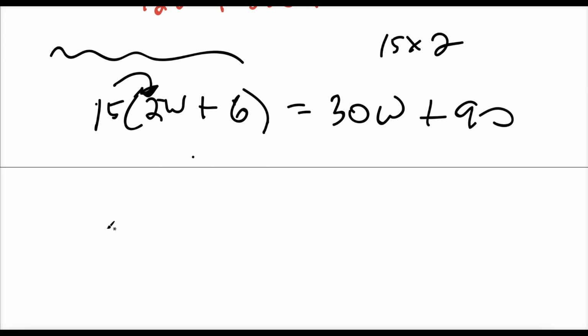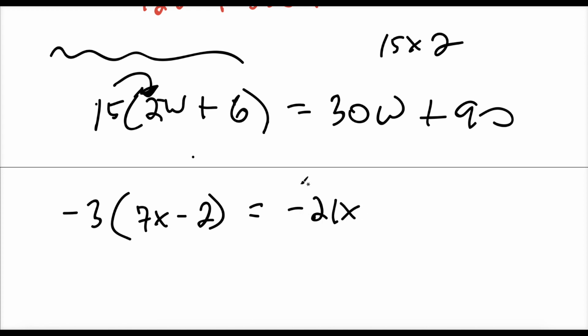90. Plus 90. Well, what if I did negative 3 plus 7x minus 2? Negative 3 times negative 2. Good. Six. No. You know why? Because that negative sign, that minus, is also negative and it belongs to the 2. And that's a negative 3. So you're really doing negative 3 times negative 2. It's a plus 6.